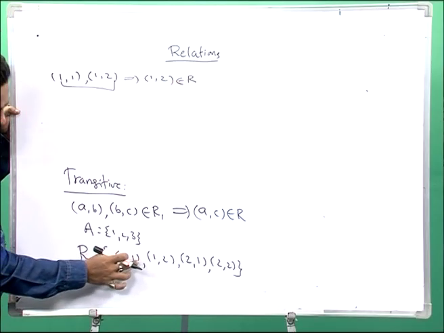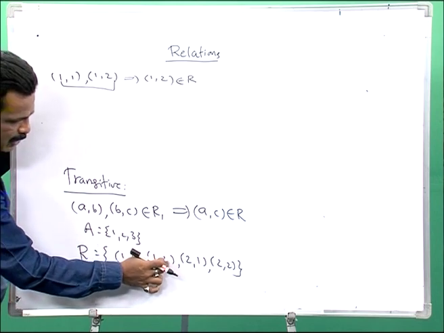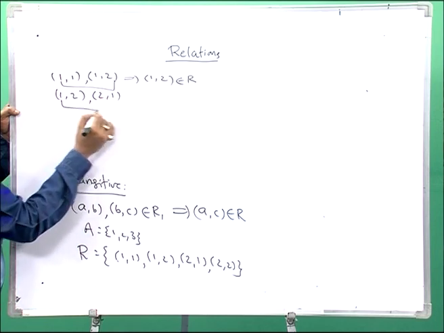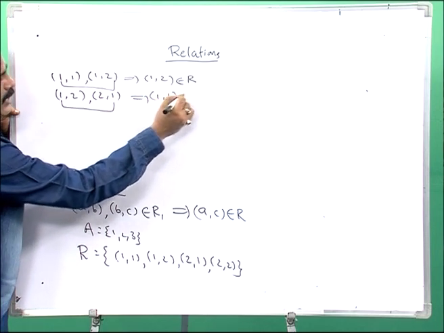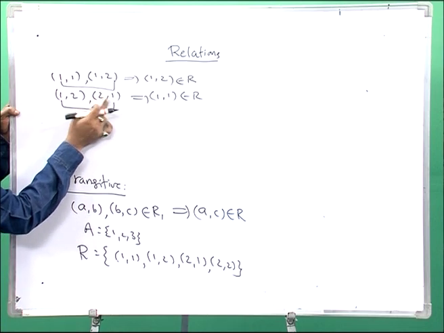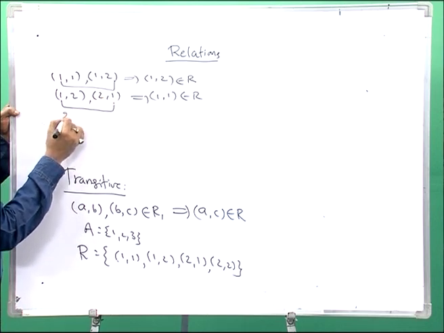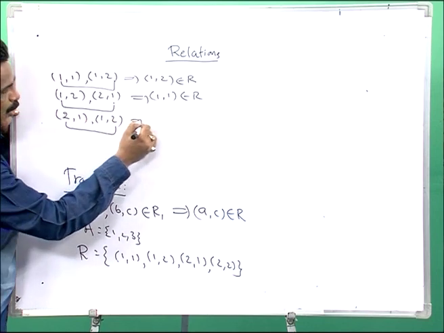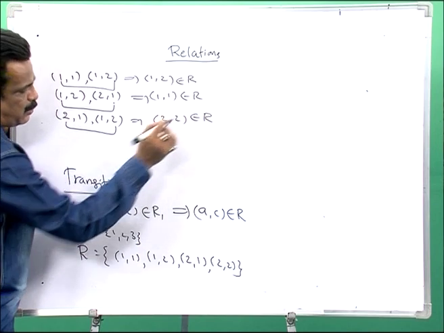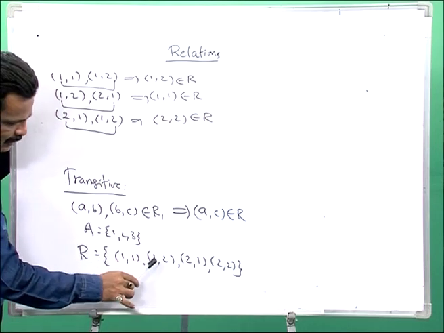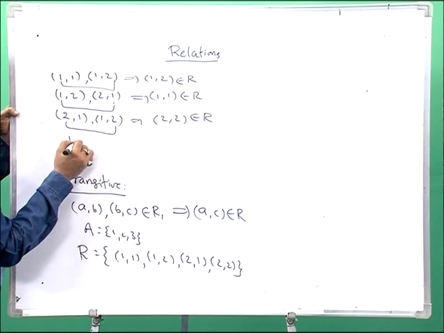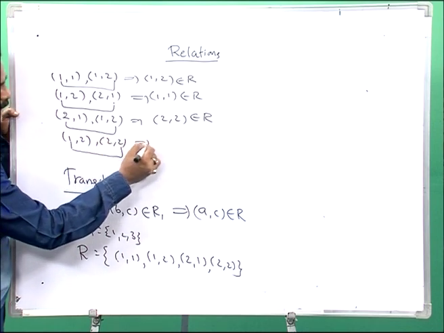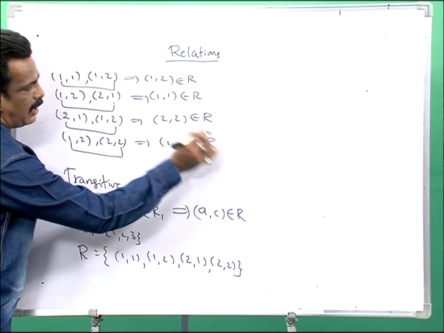And next 1 comma 2, 2 comma 1 if you take, 1 comma 1 you are getting, that 1 comma 1 is there in R. And moreover, take first 2 comma 1, next place 1 comma 2. In that case we are getting 2 comma 2, where we are getting 2 comma 2, it is also in R. And even we can take 1 comma 2, 2 comma 2: 1 to 2 and 2 is connected to 2, again first element, last element implies 1 comma 2 you are getting, it is also in R.